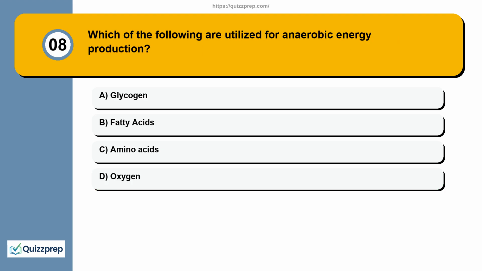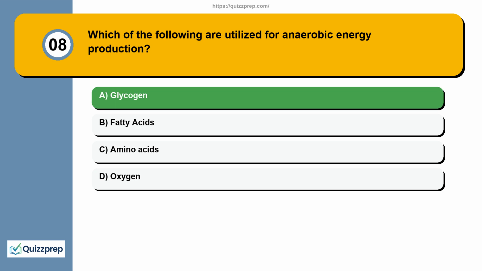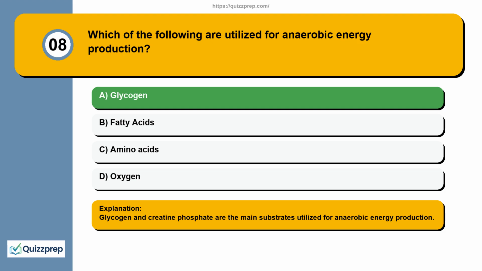Question 8. Which of the following are utilized for anaerobic energy production? Glycogen, fatty acids, amino acids, oxygen. Glycogen and creatine phosphate are the main substrates utilized for anaerobic energy production.